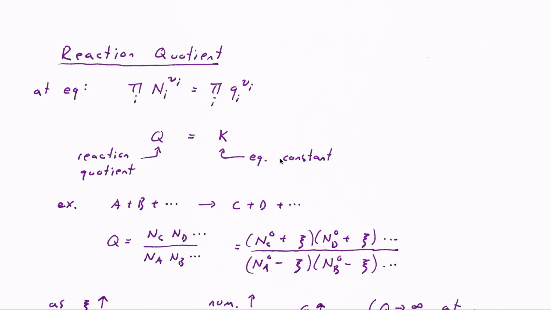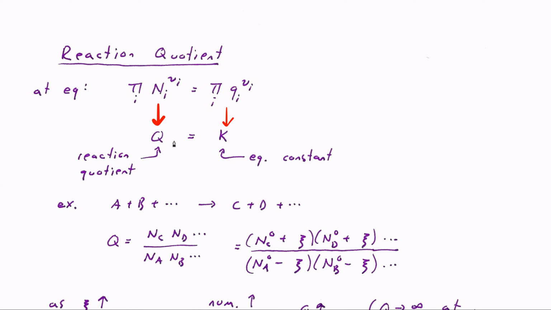So let's spend a little more time exploring this idea of the reaction quotient. We've seen so far that if I take a product of the number of molecules or moles of each species raised to their stoichiometric coefficient, that's equal, when I'm at equilibrium, to the product of the partition functions raised to their stoichiometric coefficients. On the right side, this product of partition functions is something we call the equilibrium constant. On the left side, the product of the number of molecules of each species is called the reaction quotient.